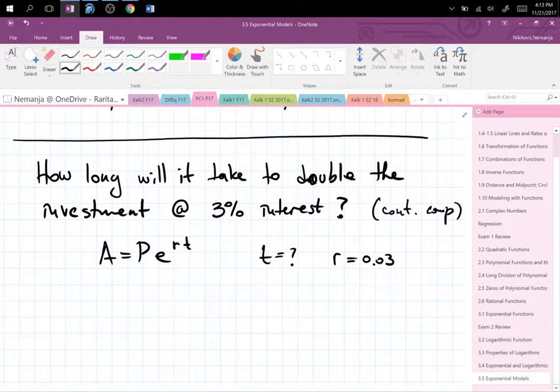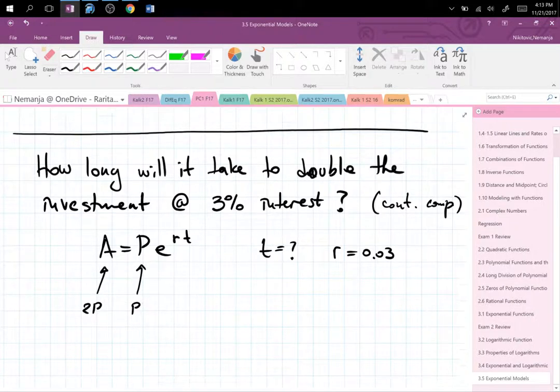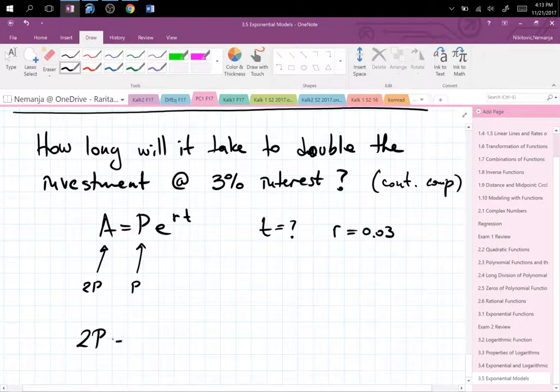Aha, you want to double. What are you doubling? P. And where should that go? For what variable? The double P, the amount. So this amount should be 2P. This stays as P because we are investing some unknown quantity. But we want to get 2P out. So whatever I put for P, I need to get 2P on the other end. So this problem sets up as 2P is equal to P e to the 0.03T.